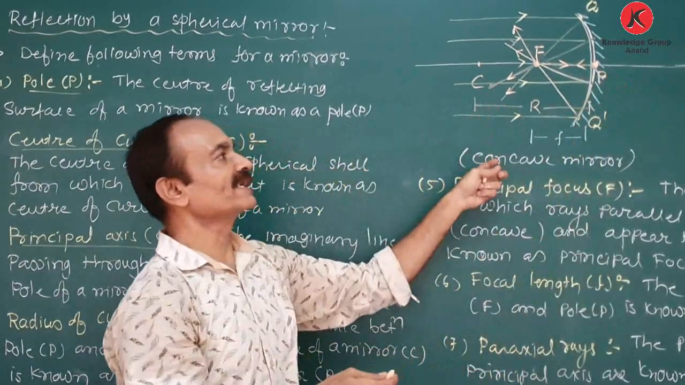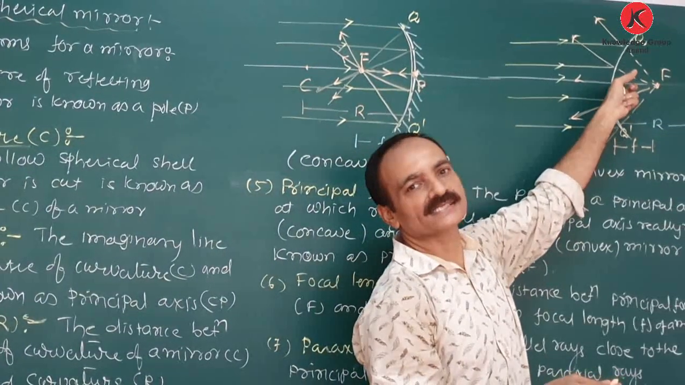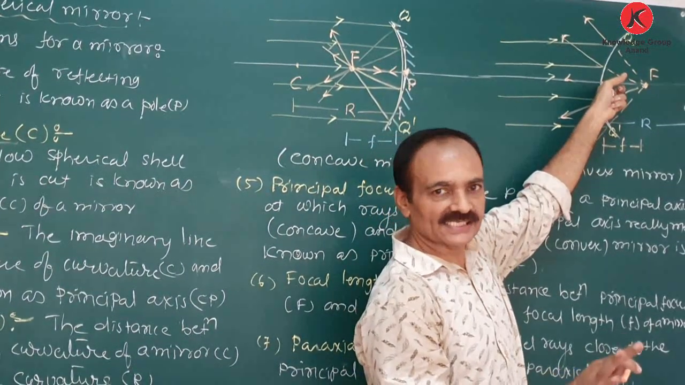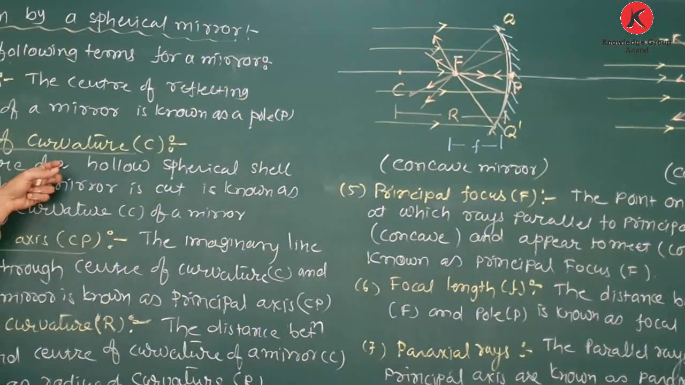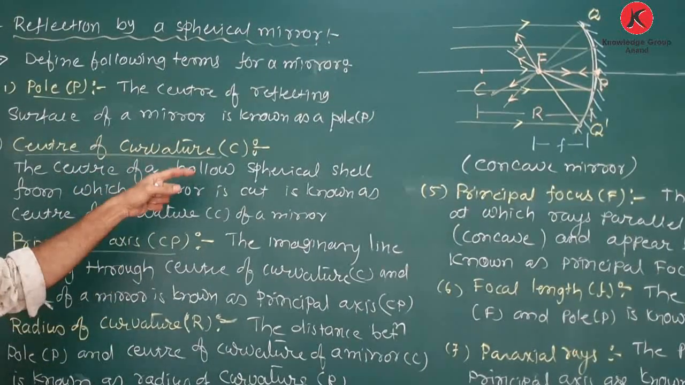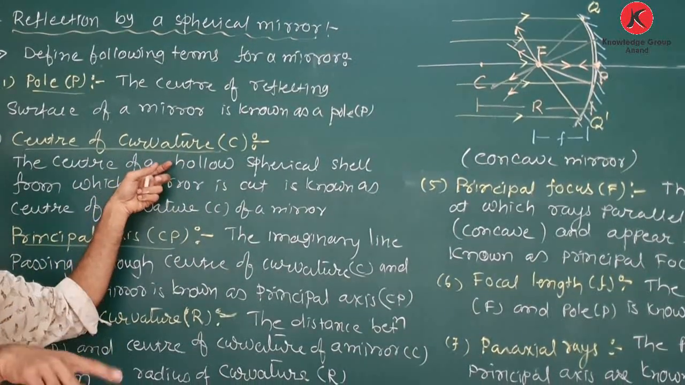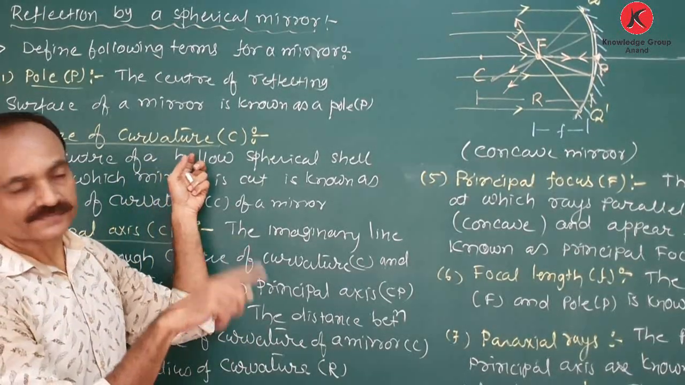In case of a concave mirror, P is this. In case of a convex mirror, P is this. Clear? Okay. Now, second, what is the center of curvature? Keep this in mind, because on the basis of the center of curvature, we also have to discuss what the radius of curvature is.